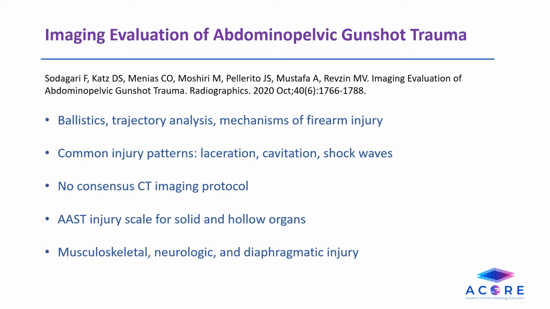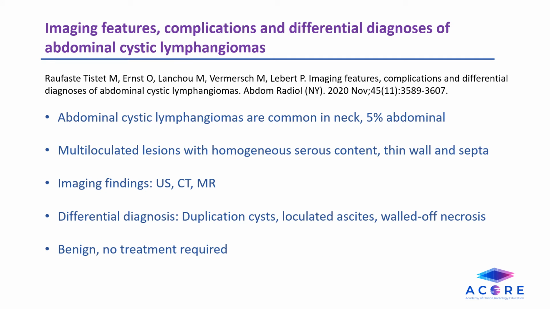The article mentions that there are multiple schools of thought when it comes to the proper imaging protocol for evaluating gunshot wounds, and there is not one consensus agreed upon protocol. The authors then discuss the evaluation of solid and hollow organs, briefly discussing the widely used AAST injury scale for each organ. Musculoskeletal, neurologic, and diaphragmatic injuries are also discussed.